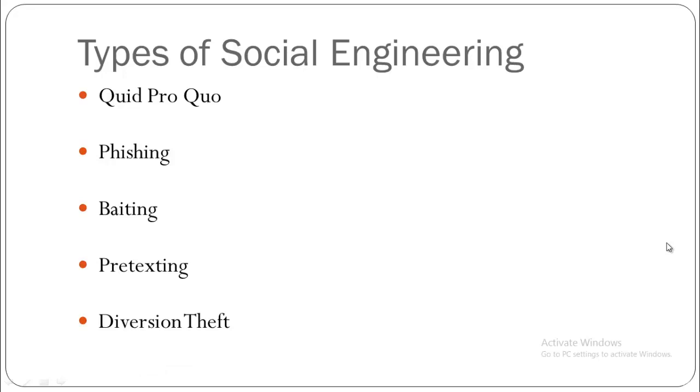Quid pro quo is something for something. You call random numbers at a company claiming to be from technical support. Eventually you will reach someone with a legitimate problem, and they will be grateful that you called them back, and they will follow your instructions. The attacker will then help the user, but will really have the victim type commands that allow the attacker to install malware. That's what is done in the background.